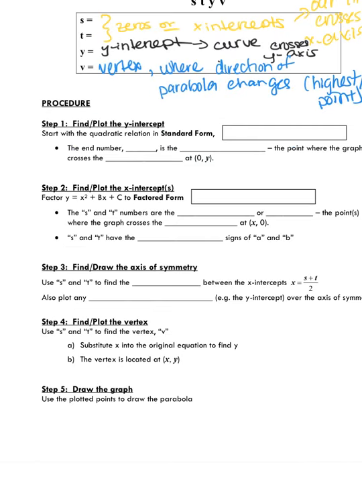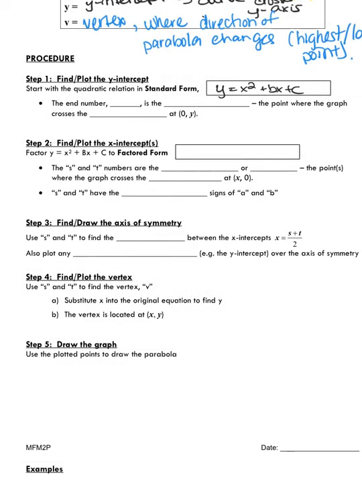So I've laid out the procedure. The first step is that we're going to find and plot the y-intercept. We start with our quadratic equation, and specifically, it needs to be in the form of y equals x squared plus bx plus c. So here, the end number, that c value, is going to be our y-intercept. Basically, that's where the graph is going to cross the y-axis.